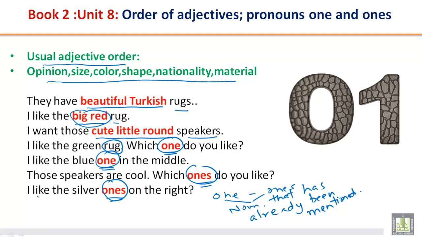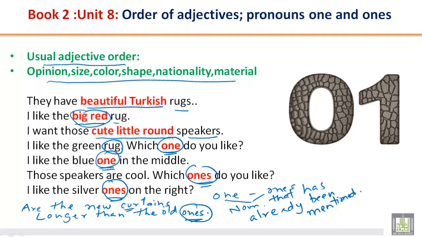For example, if I give you another example: are the new curtains longer than the old ones? So here we are contrasting. We are using ones for curtains, new and old. Are the new curtains longer than the old ones? Here we are contrasting curtains, new and old, using the word ones instead of a noun.